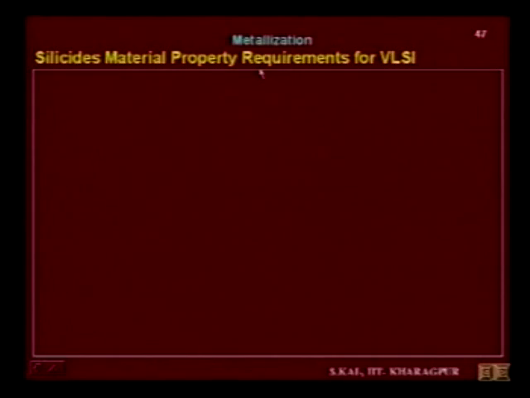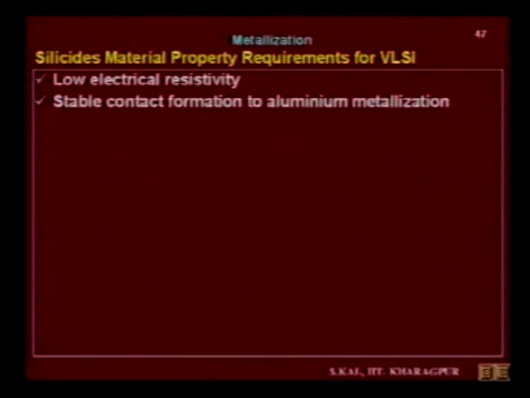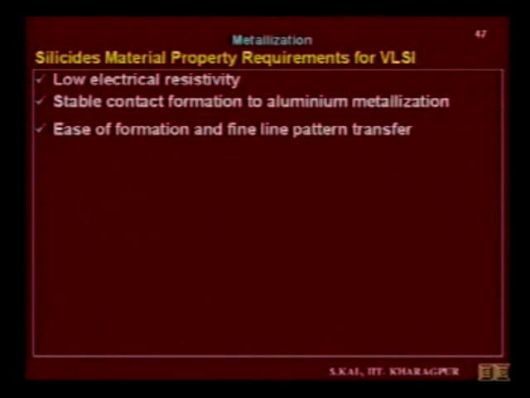Now, silicide material property requirements for VLSI. What should be the properties of the silicide so that it can be faithfully used in a VLSI process? Let us discuss the points. The first is low electrical resistivity, which is required in metallization. Resistivity should be low, that means conductivity should be high. Next is stable contact formation to aluminium metallization. The contact should be highly stable. Then ease of formation, so that you can easily form the silicide or polyside film.